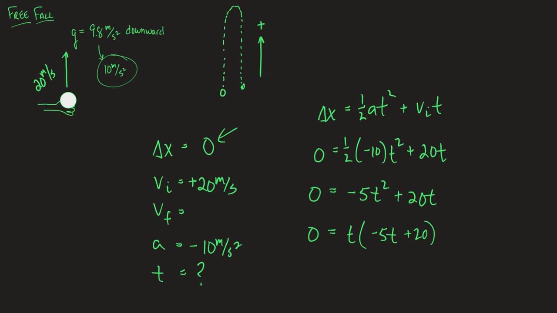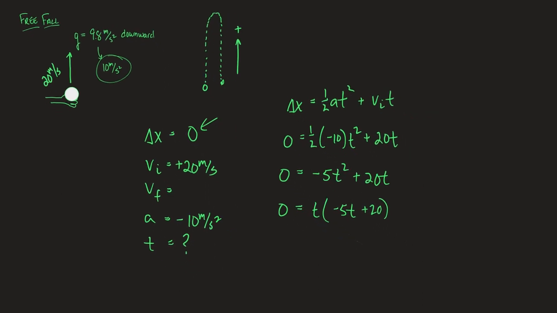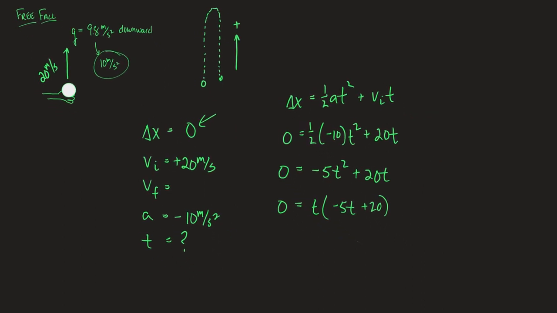This is a quadratic and therefore has 2 answers. It's likely you should find both answers. For this one, the answers might not make sense as to why there's 2, but I want them to. Remember, to get your 2 answers here, you have to set each one of these equal to 0. So I'll get t equal to 0, and -5t plus 20 equals 0. This one I can solve for t directly and get that t equals 4 seconds.